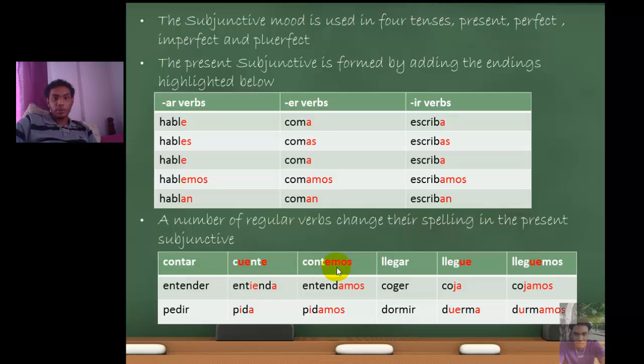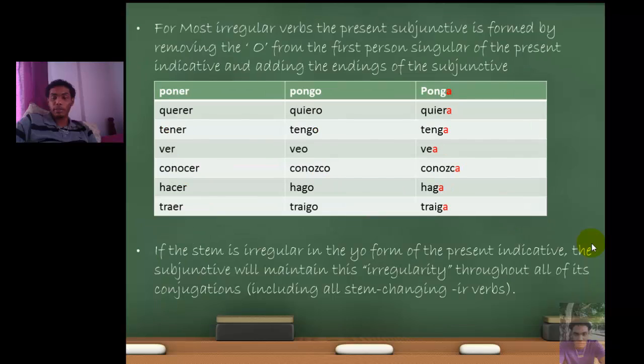Just keep note of cuente, contemos, llegar, llegue, lleguemos, right? So it changes here, it changes here, it stays the same here, right? But it changes here, right? So just take a quick note of these. You can write them down and learn them off, right?